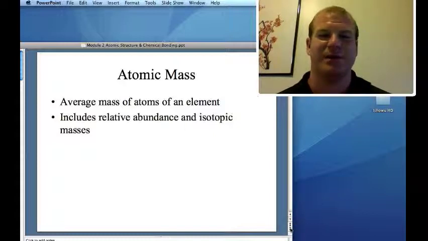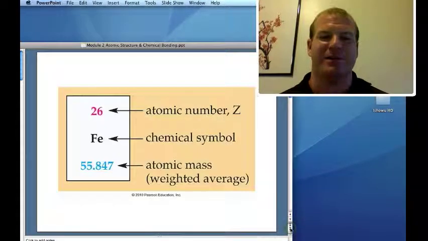Atomic mass. When you look at the periodic table, which we'll look at quite a bit, the bottom number on the periodic table is the atomic mass. That's the average terrestrial, meaning on Earth. On Earth, there is a relative abundance of those isotopes, and it's averaged. So here, for iron, the weighted average is the atomic mass.